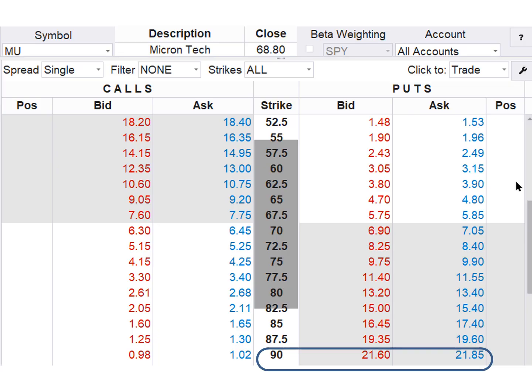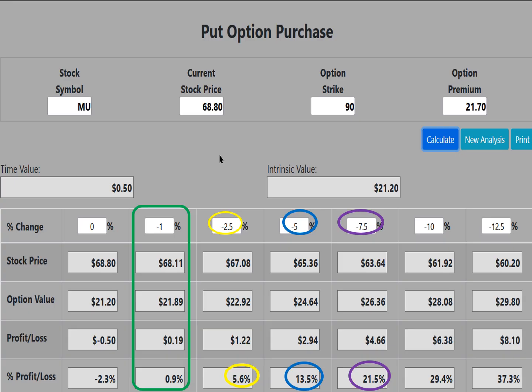The bid-ask spread for the 90 put is 21.60 to 21.85. We try to enter at the midpoint, so we'll use 21.70 as the buy price. The 90 put works. If the MU stock price is down 1%, the 90 put will make a 0.9% or $19 profit. That's better than the break even, so the 90 put is the one we'll buy.